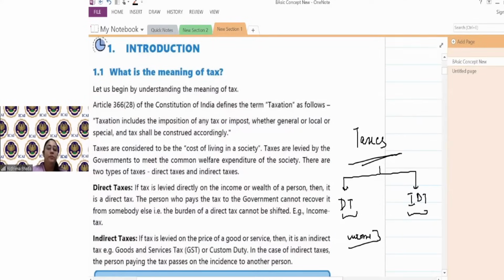So when a person is earning an income, or it is personally on the wealth of a person, and he has to pay the tax directly to the government, he cannot recover it from anyone. That is called direct tax. Jiska liability, that person is paying. Whosoever has the liability of that tax, मतलब जिसको ultimately bear करना है वो tax, whosoever is bearing that tax is paying it to the government.